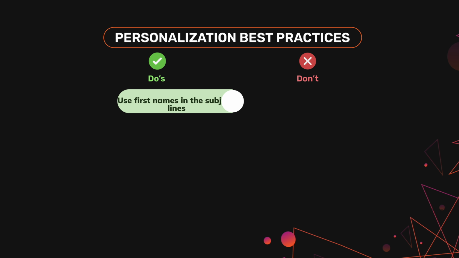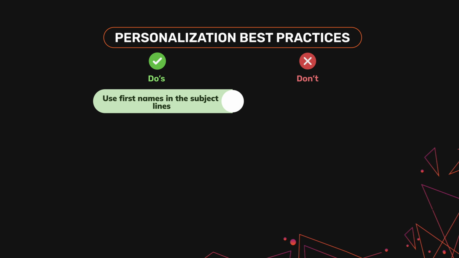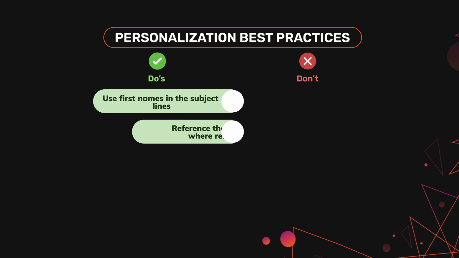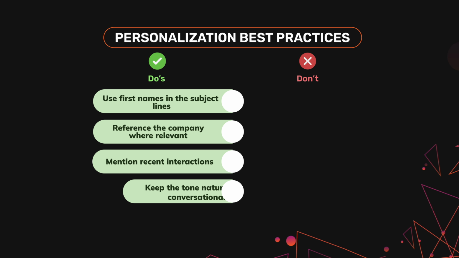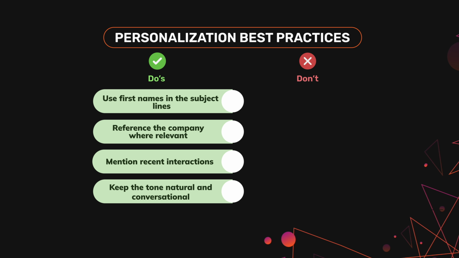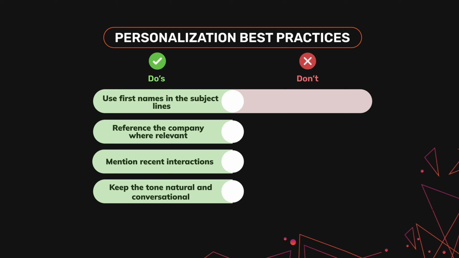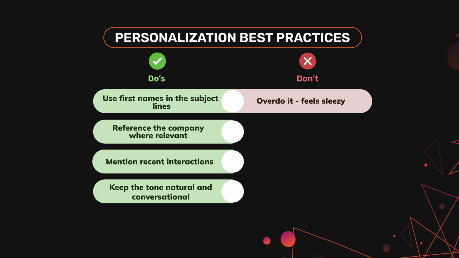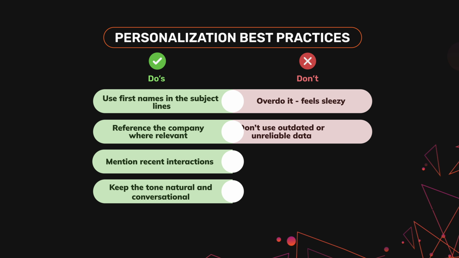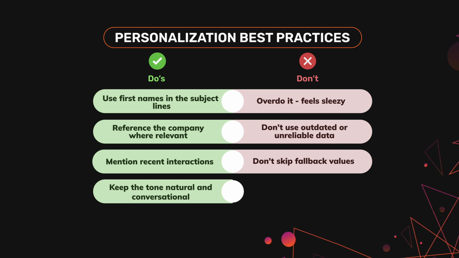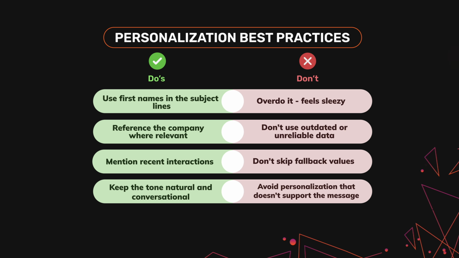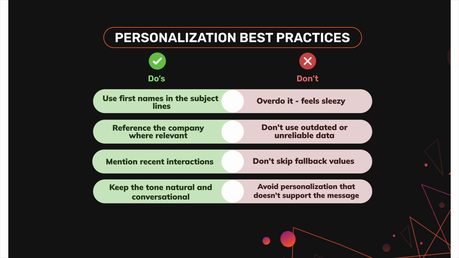So here's what works and also what doesn't. The do's of personalization. Do use first name in subject lines, reference the company where relevant, mention recent interactions, and keep the tone natural and conversational. But do not overdo it. Too much can feel sleazy. Don't use outdated or unreliable data. Don't skip fallback values, and do not add personalization that does not support your message.